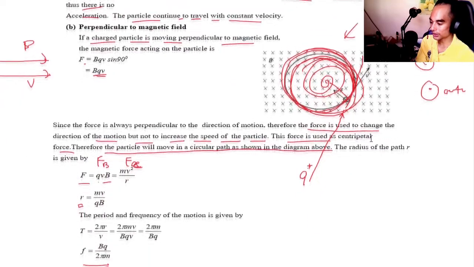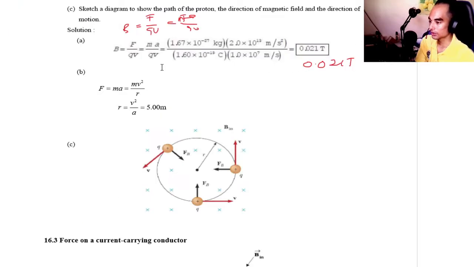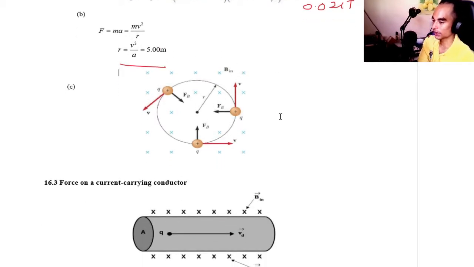Second question: calculate the radius of the circular path. For the circular path, we can use R equals mV over QB. Or we can also use F equals ma, so you have V squared over a, and you get 0.5 meter as the radius of the circular motion. So this is the diagram.